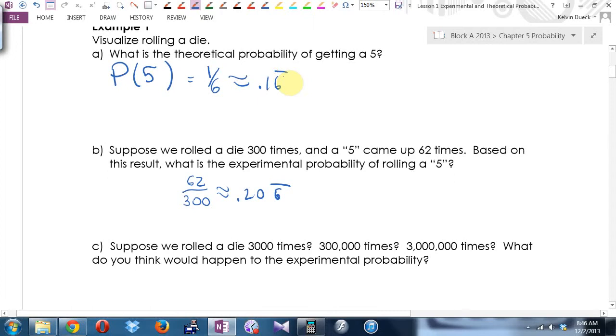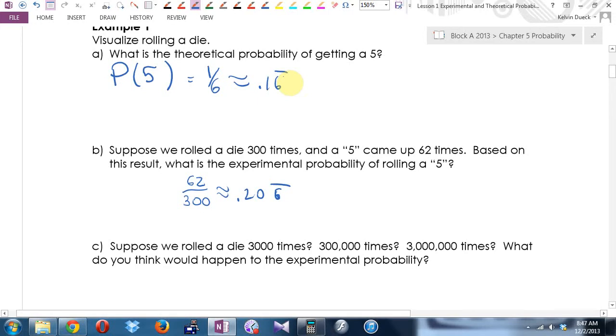Jordan, is the experimental probability and the theoretical probability the same number? Did I get the same answer for A and B? Why? Well, all probability means is it's telling you the likelihood of an event occurring. It's not guaranteeing that that event will continue to occur in exactly that likelihood.